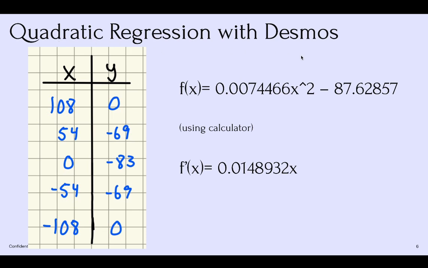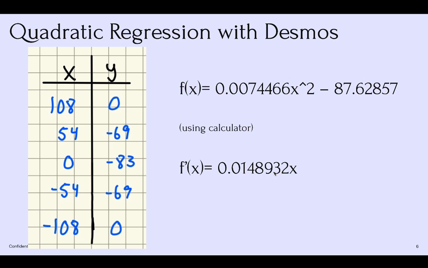So now I did quadratic regression using Desmos. Here on the left, we have the points that I just mentioned, and these points I plugged into Desmos on the table, and then from there, used quadratic regression to find an equation that best fit this curve, or this arc. And this equation was right here at the top. And then using my graphing calculator, I found the derivative of this equation to be right here, which is 0.0148932x. This is the derivative.